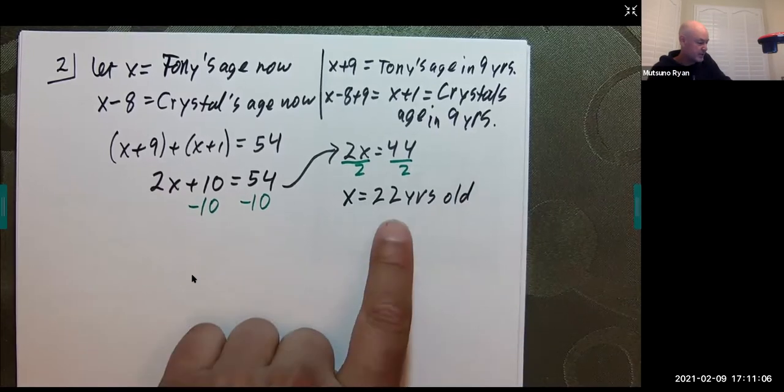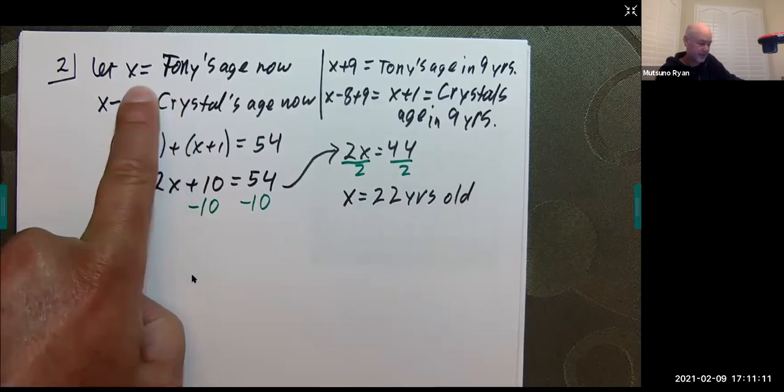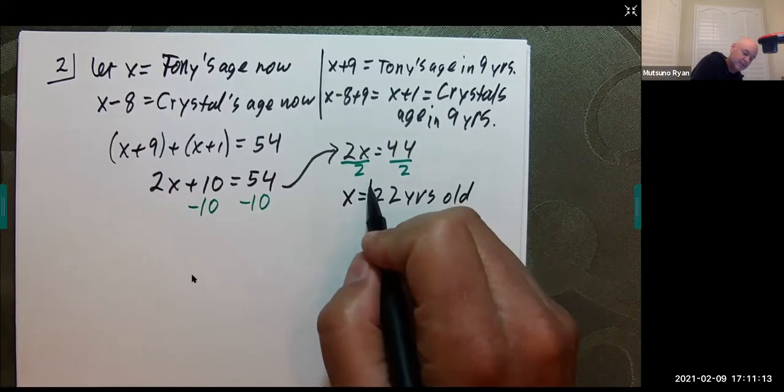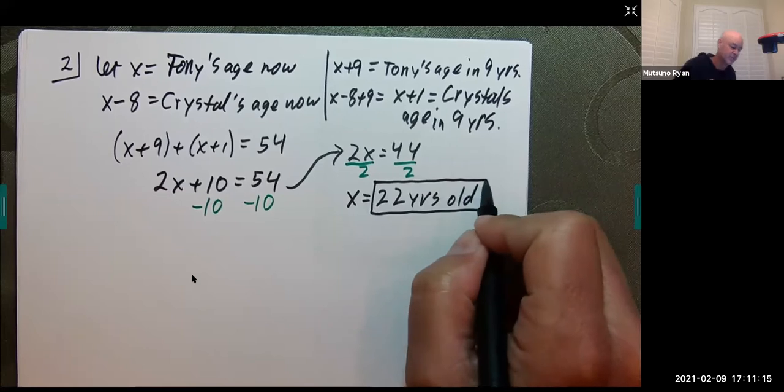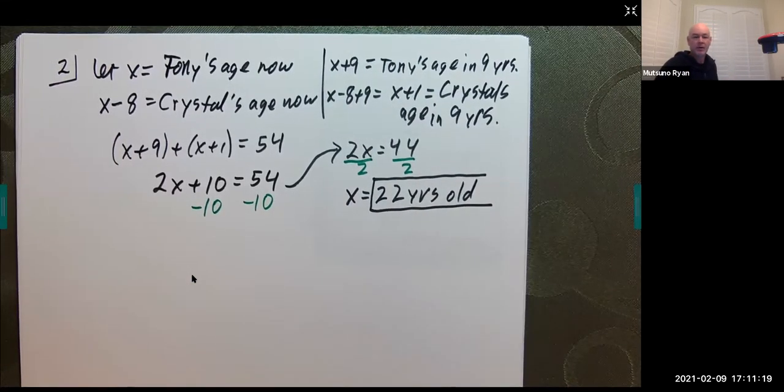And I know this is Tony's age because it's right here. That's what x is. That's how we defined it. So what's Tony's age now? 22 years old. All right, let's move on to number 3.